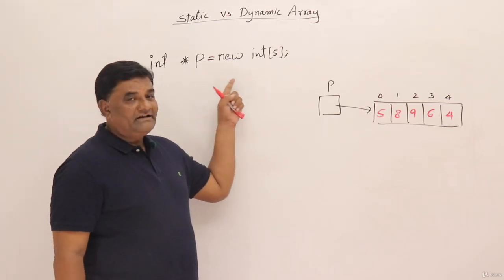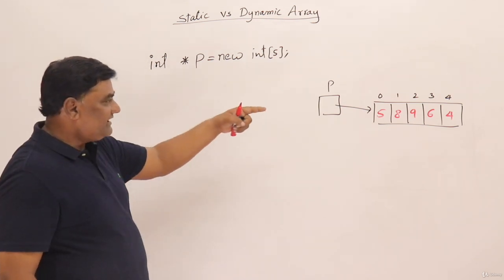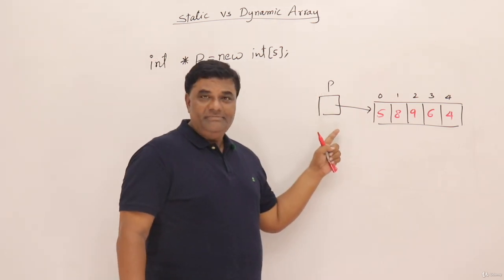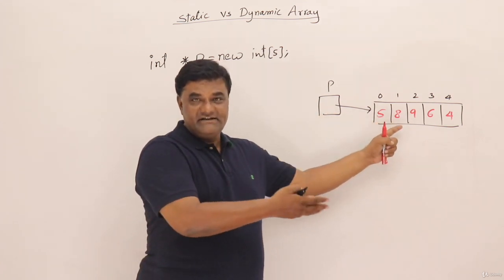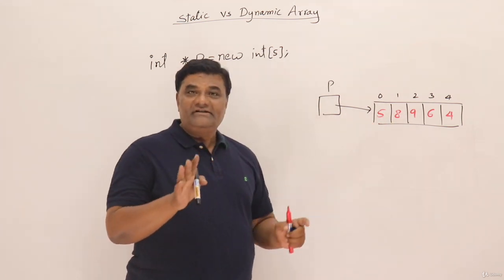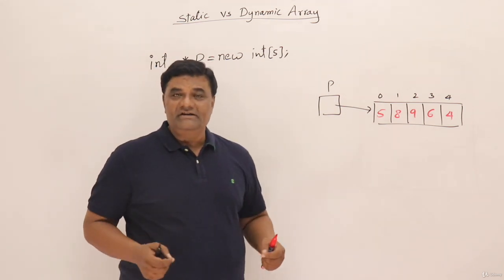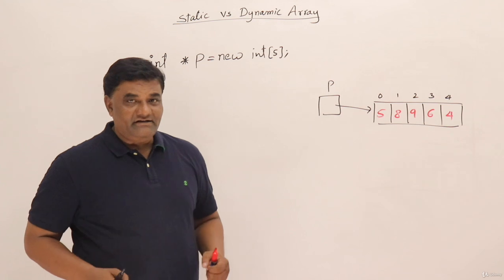Here already I have an array of size 5 that is created in heap and a pointer is pointing to that array. So this is pointer P and this is in stack, this is in heap. We know very well now. So this is pointing there. Suppose it already has some elements. That size 5 is not sufficient for me. I want a larger size array.